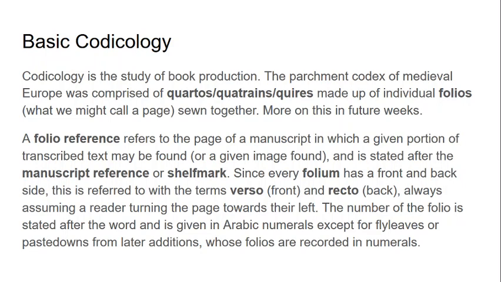And because every page has a front and a back side, this is referred to with the terms, oh goodness, I think I've got this wrong. Yes, recto is the front. So when you open a book and you have the first page, recto is the front, and then the verso is the back. I need to change this in the slides. And you always assume that the reader is turning the page towards their left, because that's what you're getting most of the time in the Latin script. Afterwards, you state the number of the folio and you give it in Arabic numerals, except for flyleaves, which you give in Roman numerals.